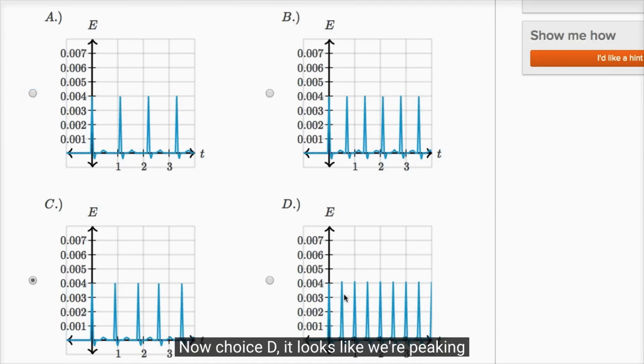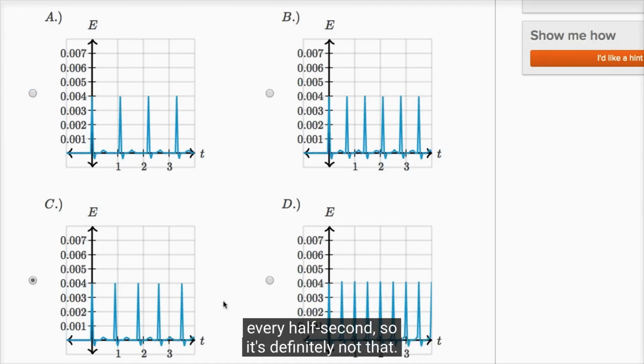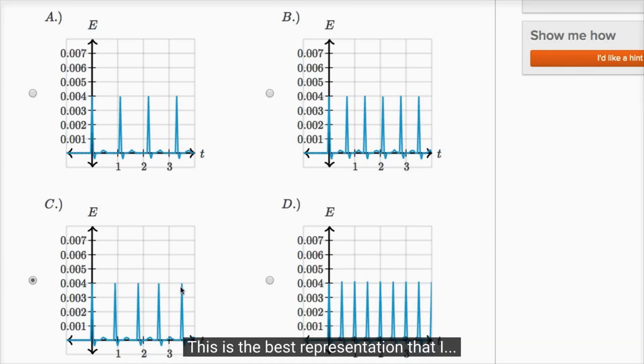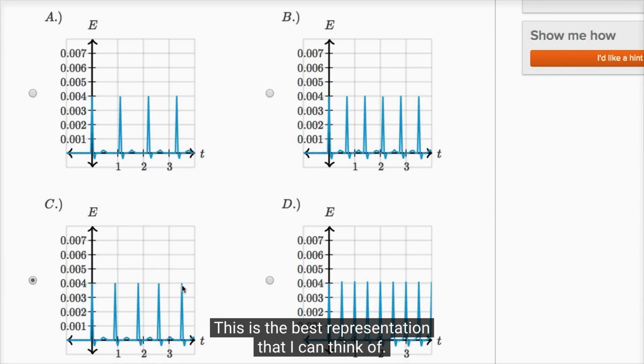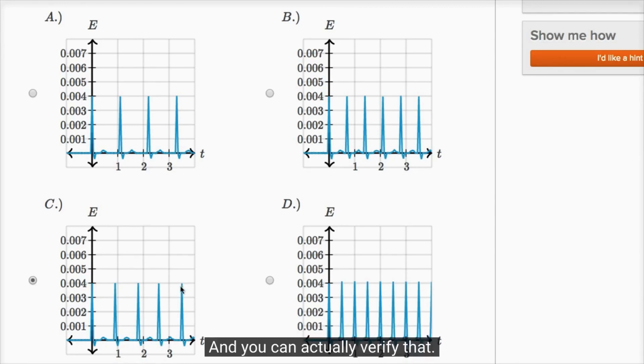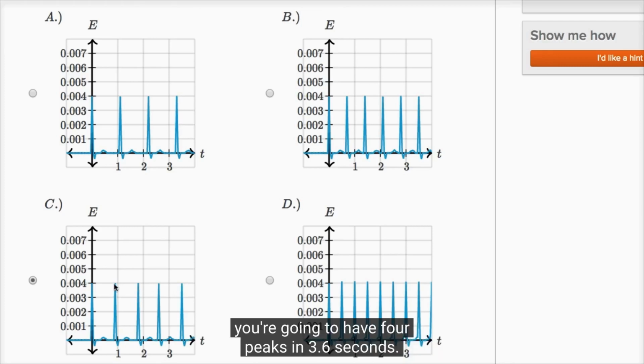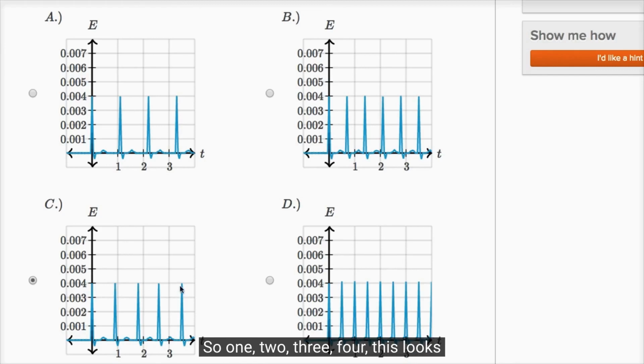Now choice D, it looks like we're peaking every half second, so it's definitely not that. So this looks like a peak of every 0.9 seconds. This is the best representation that I can think of. And you can actually verify that. If you have a peak every 0.9 seconds, you're going to have 4 peaks in 3.6 seconds. So 1, 2, 3, 4. This looks like it's at 3.6.